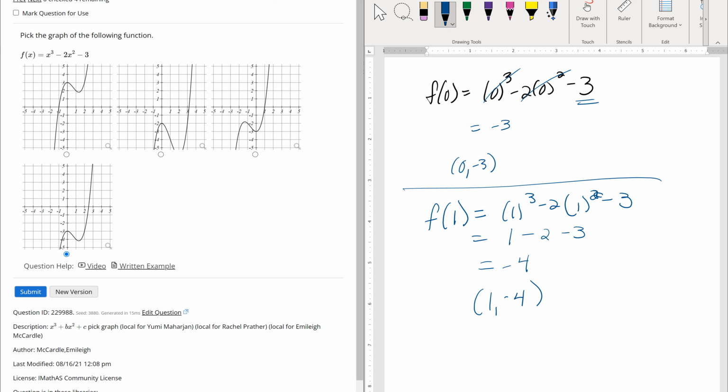So y-intercept, and then you can use the number 1 every single time. That's the easiest number to plug in, and that's what I would use every single time. Okay, hope that helped.